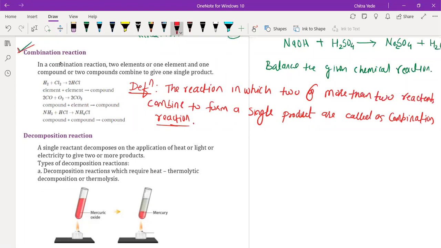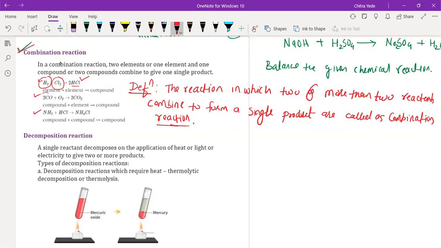Example. So here we have already 1, 2, and 3 examples. When hydrogen gas is treated with chlorine gas, they form hydrogen chloride. Here hydrogen and chlorine combine to form a single product. HCl is a single product, formed by hydrogen gas and chlorine gas. That means it is a combination reaction.